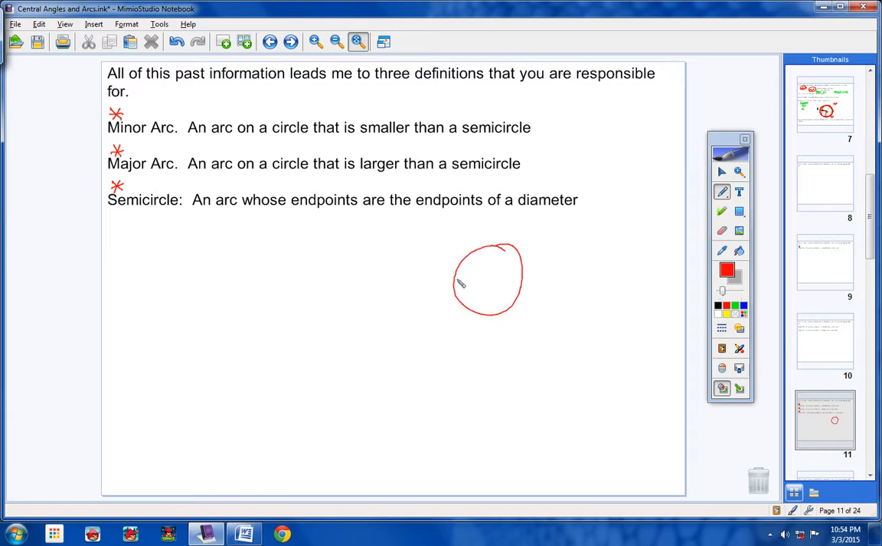Here's a circle, here's a diameter, so the endpoints of the diameter are here. Any arc that goes from one endpoint of a diameter to the other endpoint, whether it's top or bottom or wherever, is a semicircle, okay? Now I'm going to pause here for a second and be quiet and give you guys about a minute to finish copying these down. Please copy these in your notes.